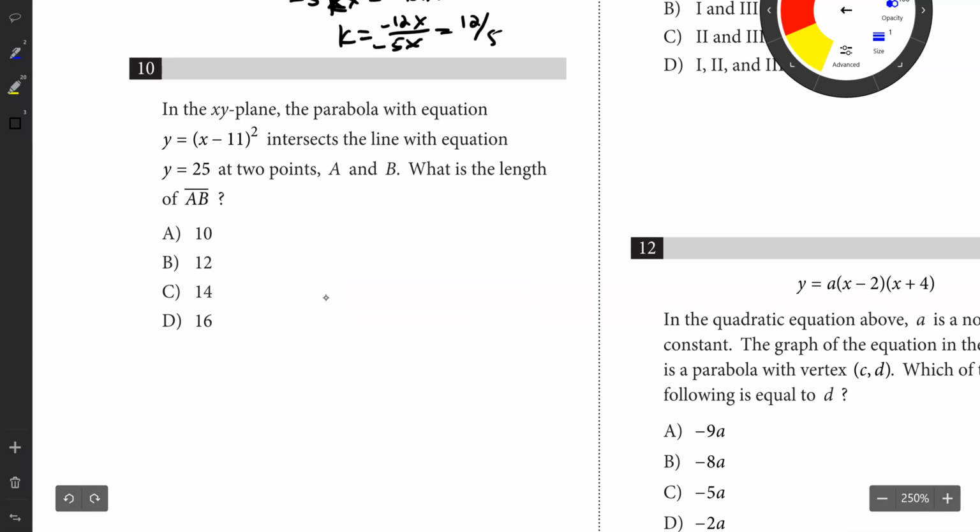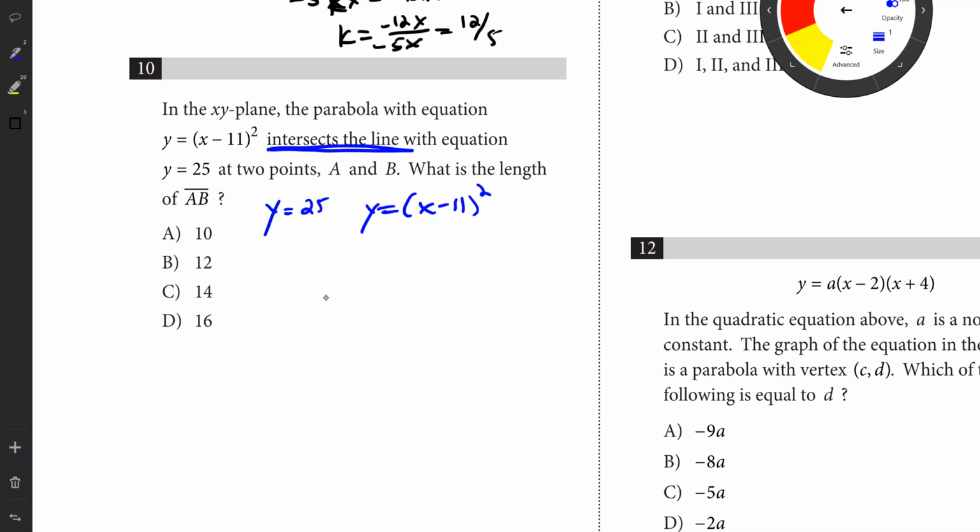So in this case, we have the xy plane, the parabola intersects the line with the equation y equals 25 at what 2 points? If they intersect, that means these two are equal. So y equals 25 and y equals x minus 11 squared are going to be set equal to each other. When two functions intersect, that means they equal each other. So 25 equals x minus 11 squared.